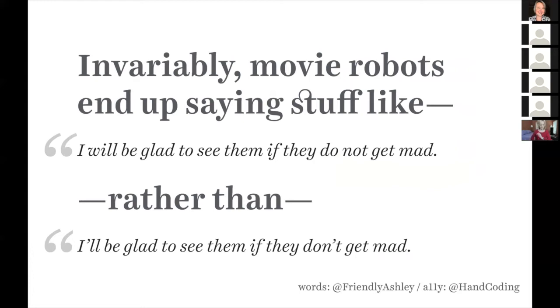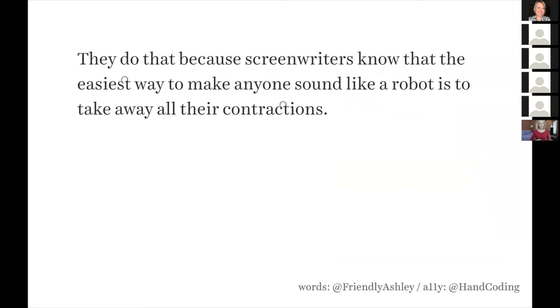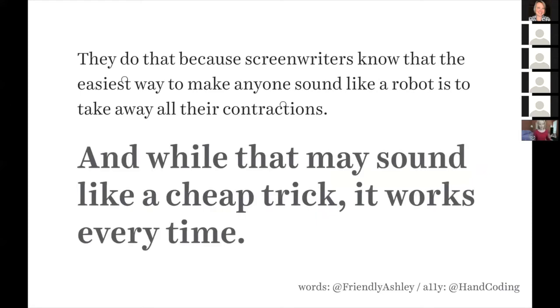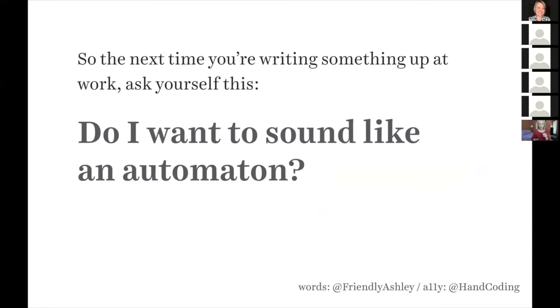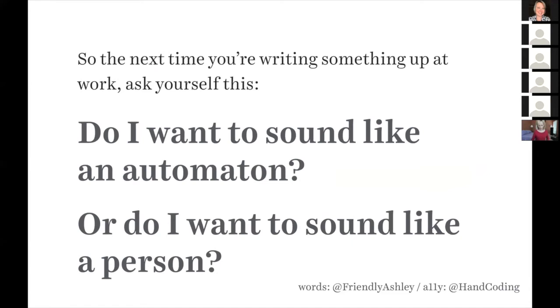And the reason that movie robots do that is because screenwriters know that the easiest way to make anyone sound like a robot is to take away all their contractions. And while that may sound like a cheap trick, it works every time. So the next time that you're writing up something at work, or writing up a blog post, ask yourself this: do I want to sound like an automaton, or do I want to sound like a person?